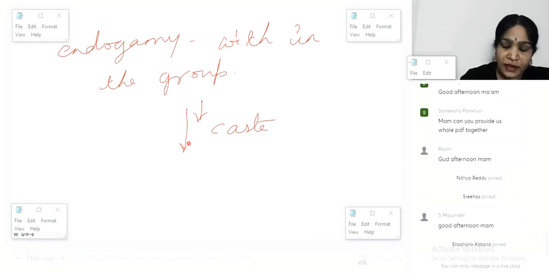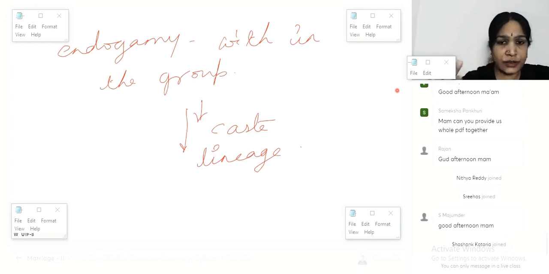Okay. Same way, we have other concepts like lineage. What is lineage? Don't ask me more doubts about what is a lineage, because that actually comes in another chapter called kinship. But here I have to use the word, and it is my habit to explain every word that I use. I can't help it. So I will briefly tell you what is lineage.